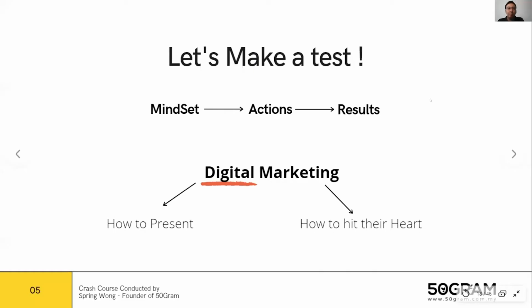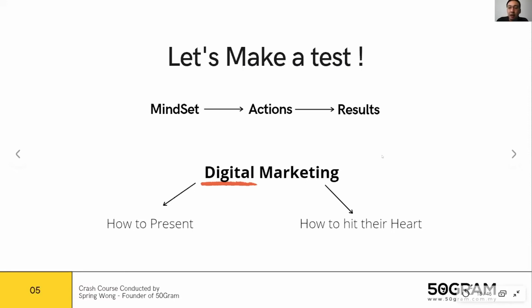So let's make a quick test. Let's see these two words, digital marketing. Which word is actually more important? Can you just put it in the chat so I can see? Which word do you think is more important in digital marketing? Wait, I'm going to check the Facebook comments as well. Okay, of these two words, the most important word is actually the word behind.